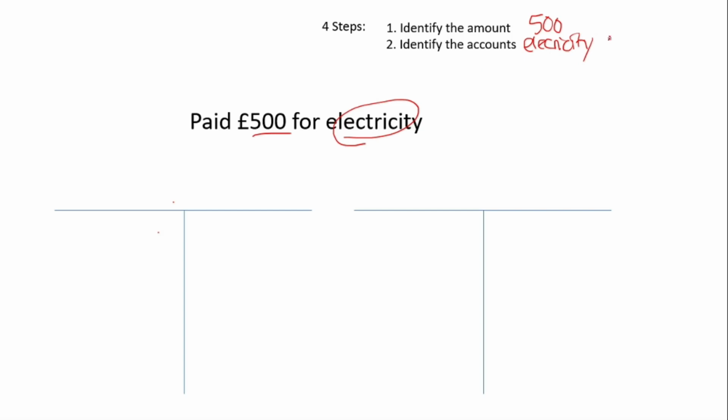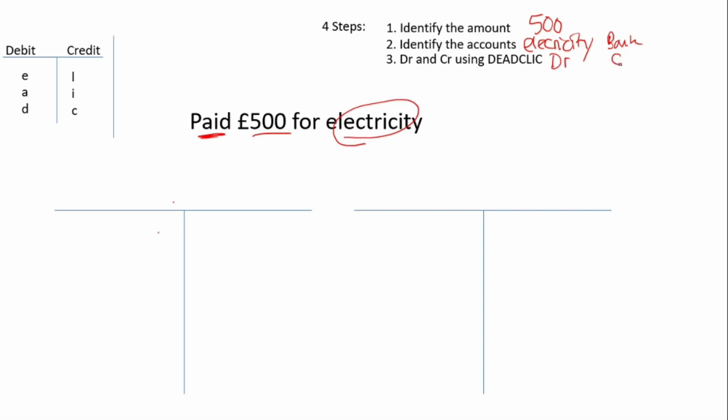And it's also going to impact the bank, as whenever you see the word paid or bank transfer, bank checks and that, it's always going to relate to bank. So you're going to have an account for bank. So using the DEDCLIC acronym, you know that electricity is an expense, it's recorded on the debit, so we're going to debit electricity, which leaves us with a credit bank.